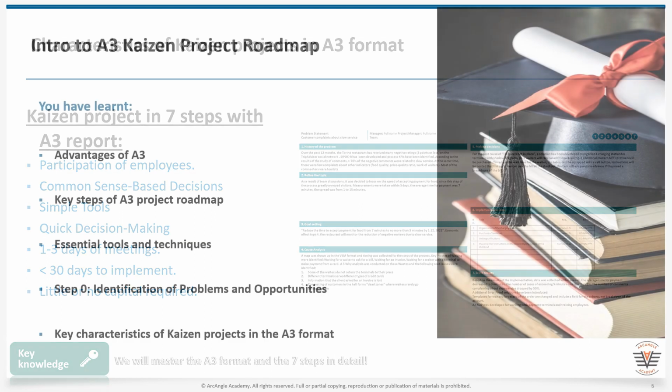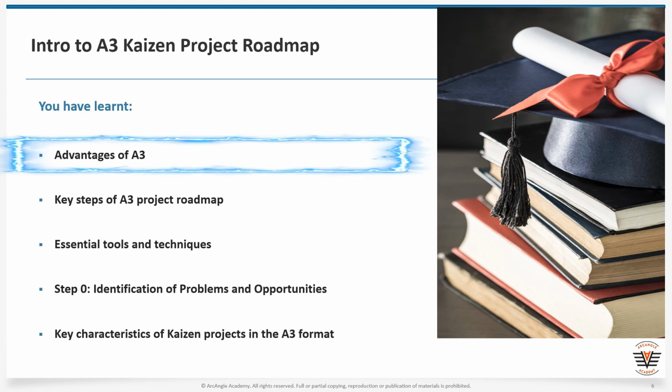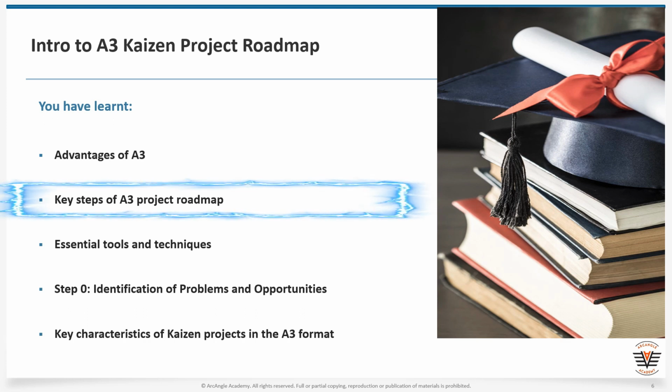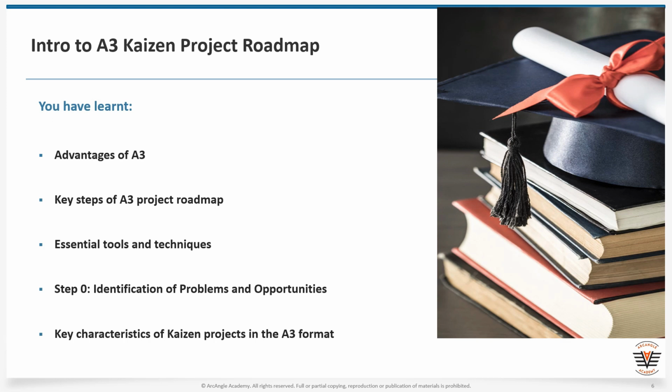We have completed Module 2, where we explored the fundamentals of the A3 Kaizen project roadmap. Throughout this module, we have gained valuable knowledge and insights into the benefits of using the A3 format for Kaizen projects. We have also learned about the key steps involved in the A3 Kaizen project roadmap and the essential tools and techniques associated with each step. By understanding these steps and tools, we are equipped to navigate the Kaizen project journey effectively.